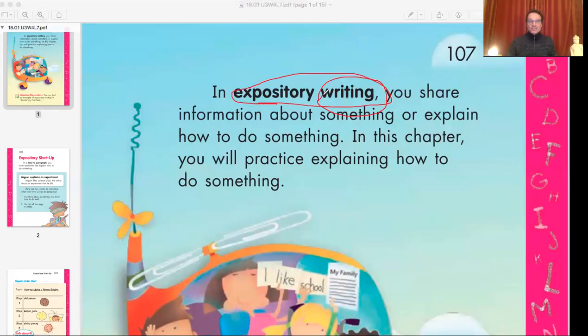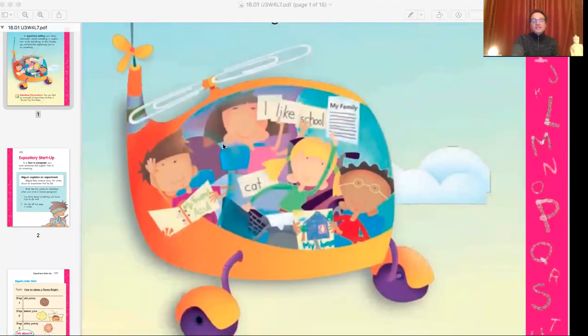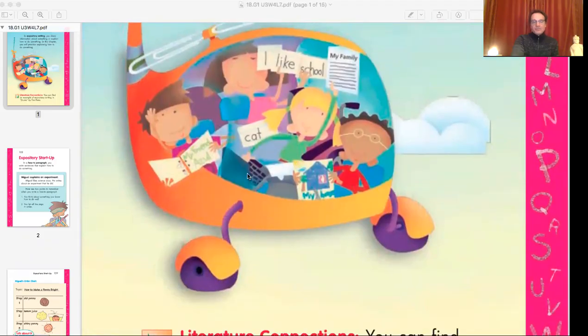Say it with me. Expository writing. Expository writing. This is here. We'll read the definition that they have together here, okay? In expository writing, you share information about something or explain how to do something. In this chapter, you will practice explaining how to do something. Oh, good. Let's see what they have in store for us. Look at these kids. They're in some sort of a helicopter.